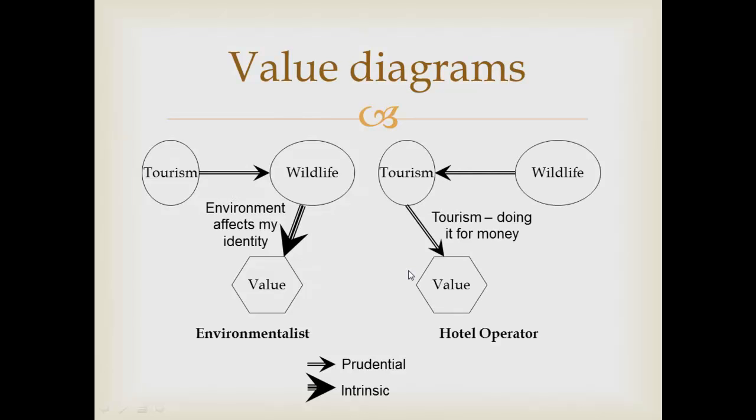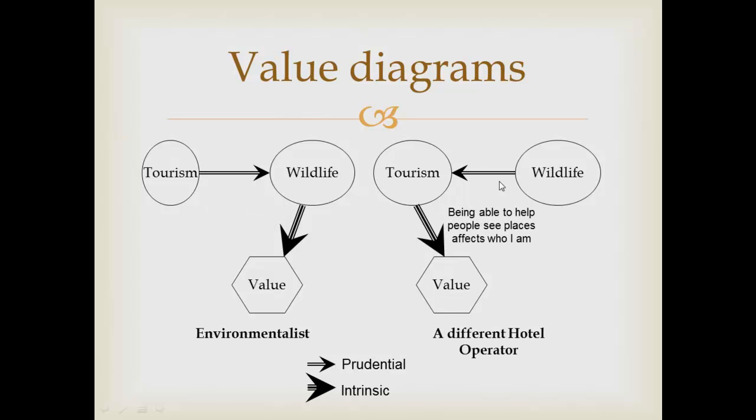A hotel operator in Africa says, yeah, tourism, I like it. I'm doing it for money. It's not a big deal. It's not an inseparable part of my identity. It brings me money. So tourism is a prudential value. Whereas wildlife is important because it brings the tourists. So wildlife is also prudential for me, and it's really important because it connects to tourism. So we have two people with entirely different value stories.